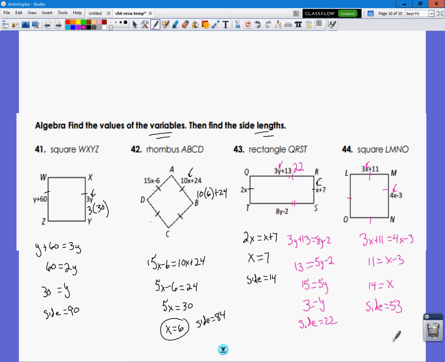If you are in Geometry Honors, the two questions that were up on the board, the first one should have proven to be a rectangle. The second one would just be a parallelogram.